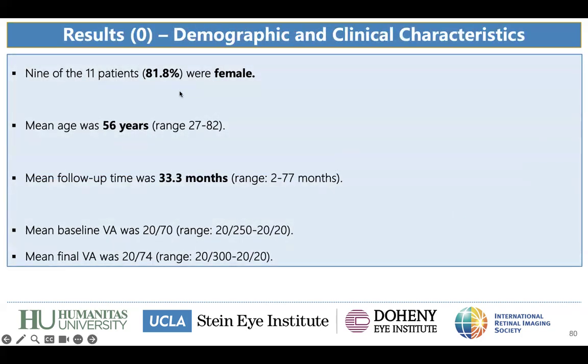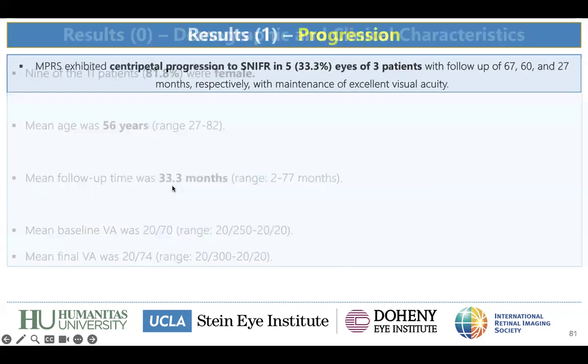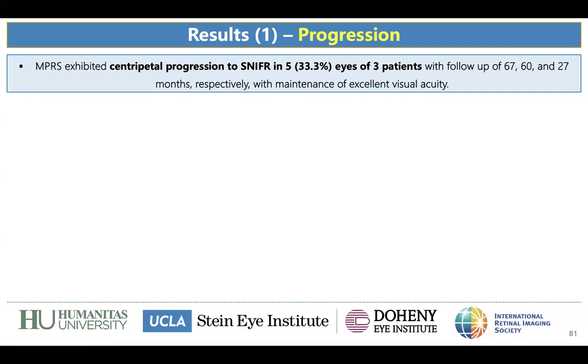First of all, patients were predominantly female, in accordance with previous SNIFFER descriptions. Mean age was 56 years, and the mean follow-up was 33 months. We detected the presence of progression of mid-peripheral retinoschisis in 5 eyes of 3 patients, so 33%, with very long-term follow-up.